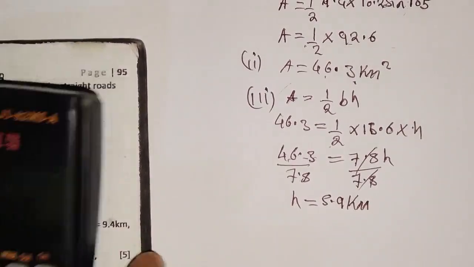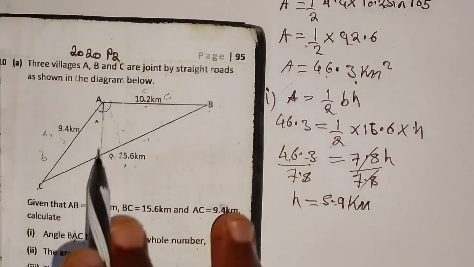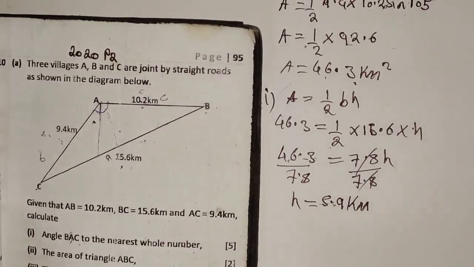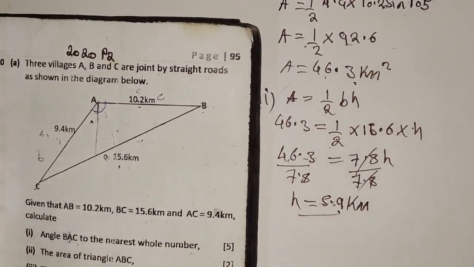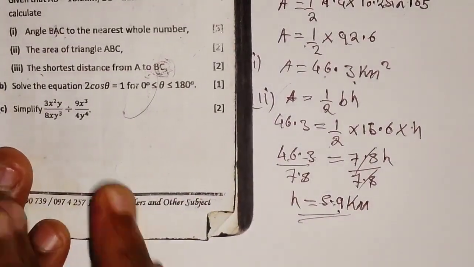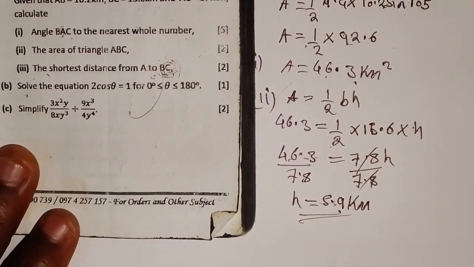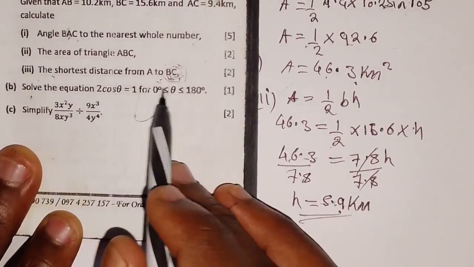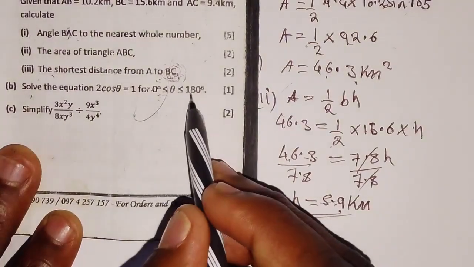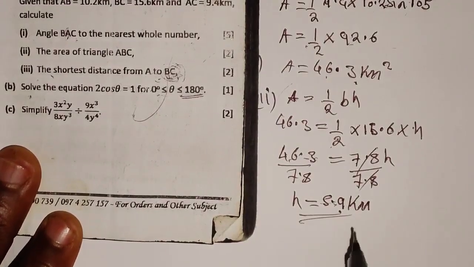So if you see here, 5.9 is just near to this value. It's smaller than any value here. Okay, so this is the shortest distance. So the last question under trigonometry is this one. So the equation 2 cos theta is equal to 1 for 0 is less than or equal to theta, theta is less than or equal to 180. So mark this. They have meant that our theta shouldn't exceed 180.